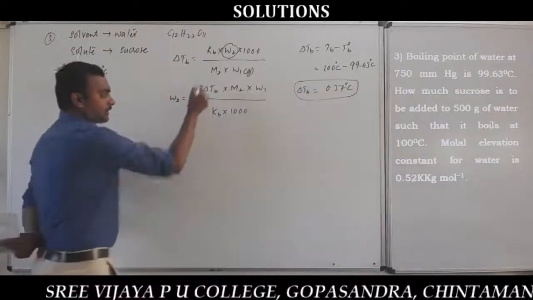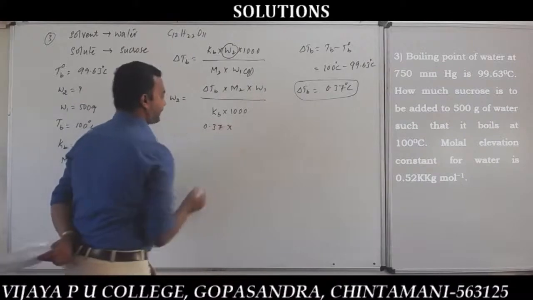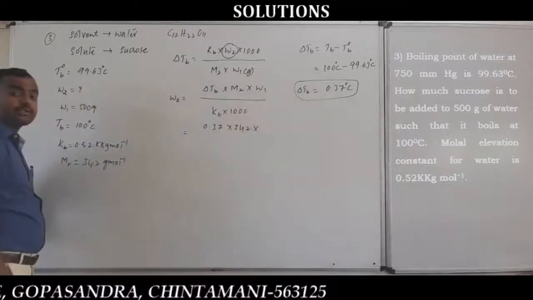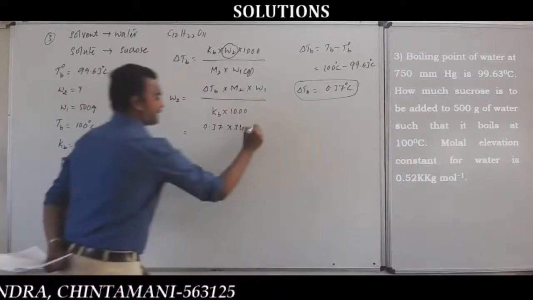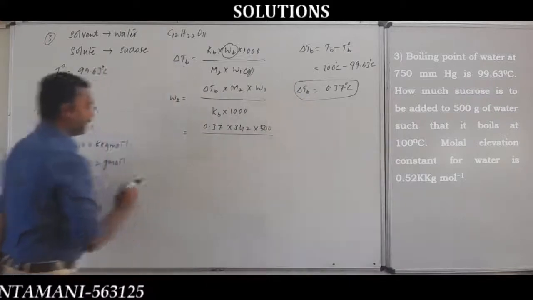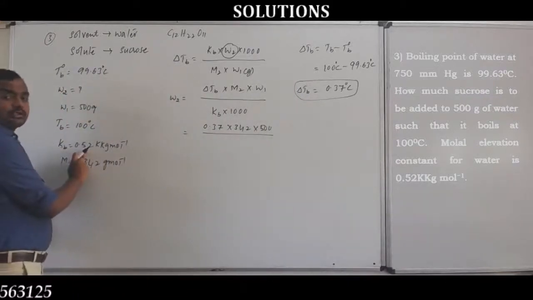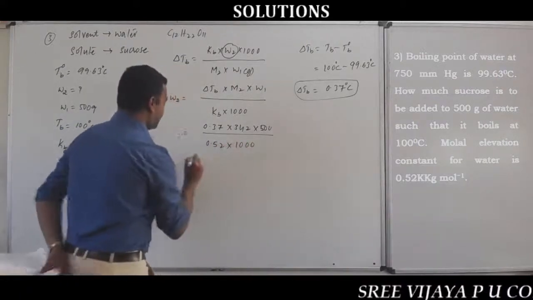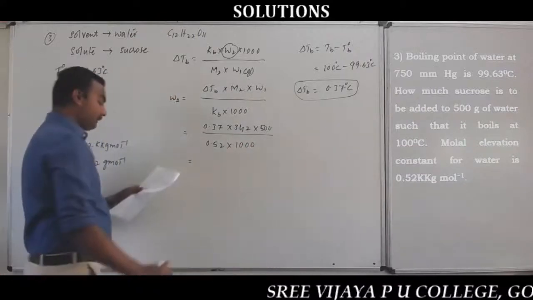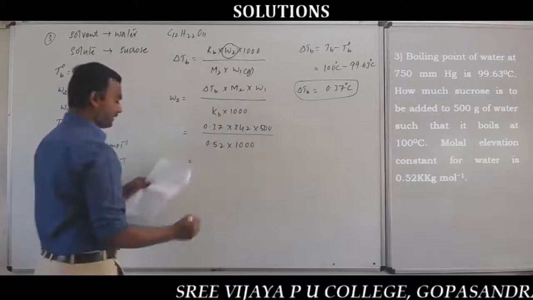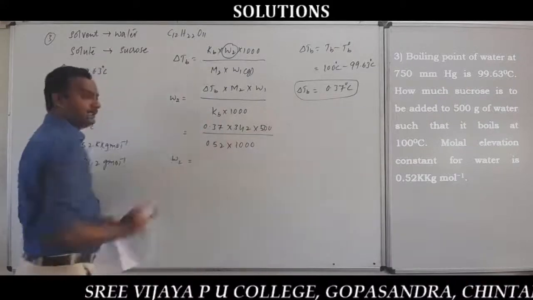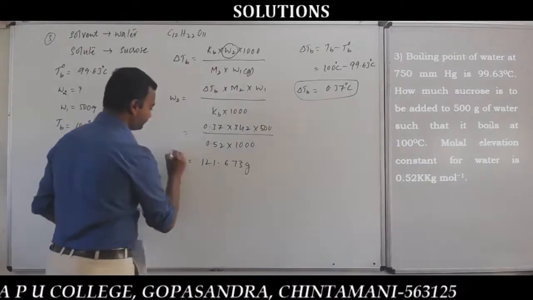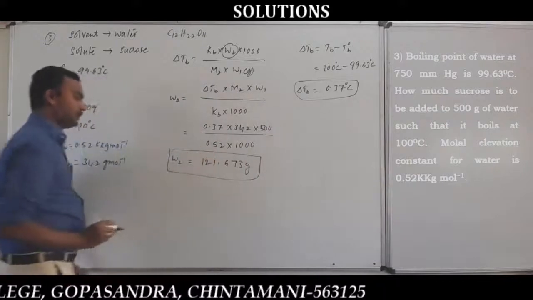Once you know delta TB, substitute the values here: 0.37 degrees Celsius into M2, the molar mass of solute, that is 342, into W1, the mass of the solvent, that is 500 gram, whole divided by KB, the molar elevation constant, also called the ebullioscopic constant, that is 0.52 into 1000. That is equal to 0.37 into 342 into 500, divided by 0.52 into 1000. After this calculation, the final value of W2 is 121.673 grams. This is the mass of sucrose.